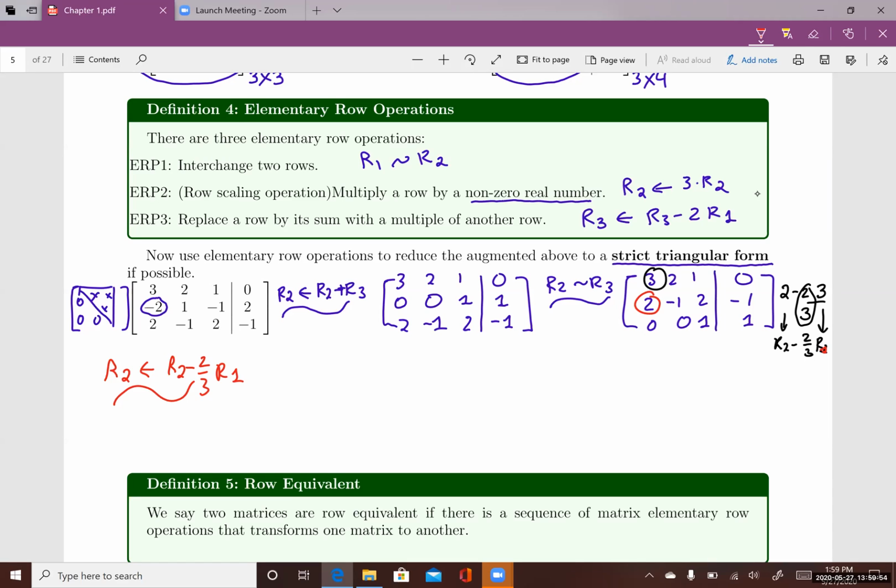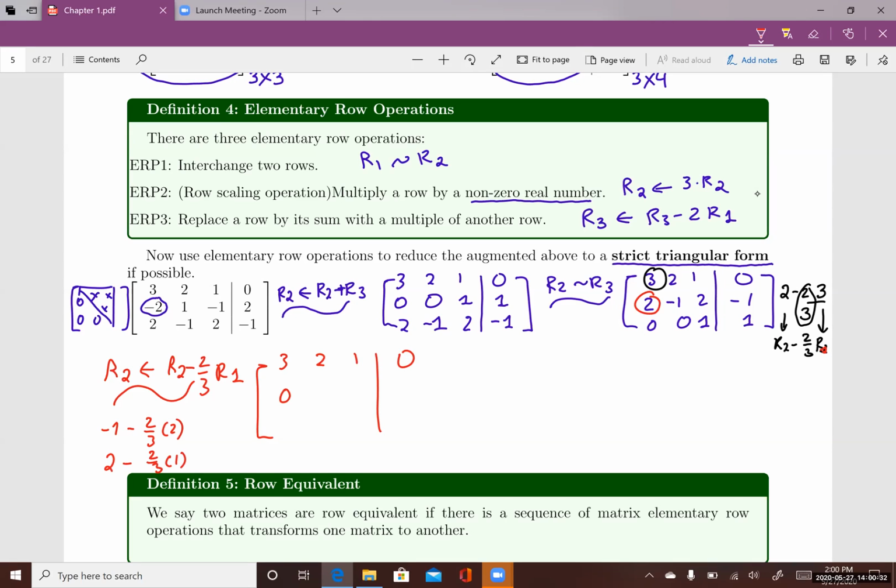Okay. So this is the operation that I'm going to do, and I replace this operation. I will replace row 2 by this operation to achieve my goal. So I keep the first row as it is. The second row will be 2 minus 2 over 3 times 3, which is 2 minus 2, is 0. The negative 1 should be negative 1 minus 2 over 3 times 2, right? And then 2 minus 2 over 3 times 1.